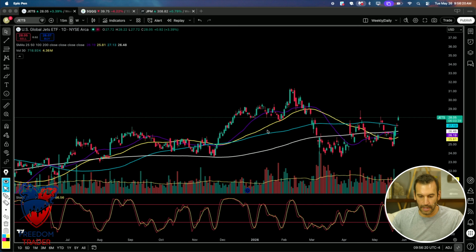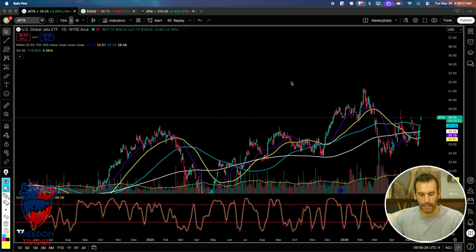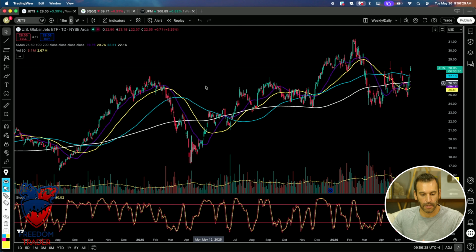So if we stay on Jets, you're going to typically see these in any chart that you go to. If you go to any chart, you're going to be able to scroll out like this and say, okay, I see a bunch of ugly face patterns and head and shoulders patterns, and I see them right now.